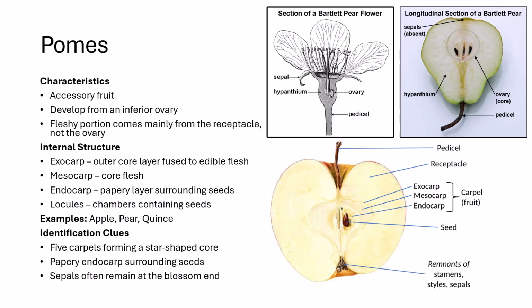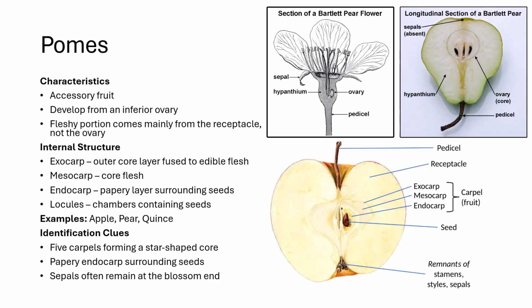Pomes develop from an inferior ovary, meaning the ovary is positioned below the other floral parts in the flower. Inside the fruit, the actual ovary tissue forms the core, which is divided into chambers called locules that contain the seeds. Surrounding the seeds is the endocarp, which forms the thin papery layer around the core. Outside of that, the core is composed of the mesocarp and exocarp. The exocarp fuses to the edible receptacle.